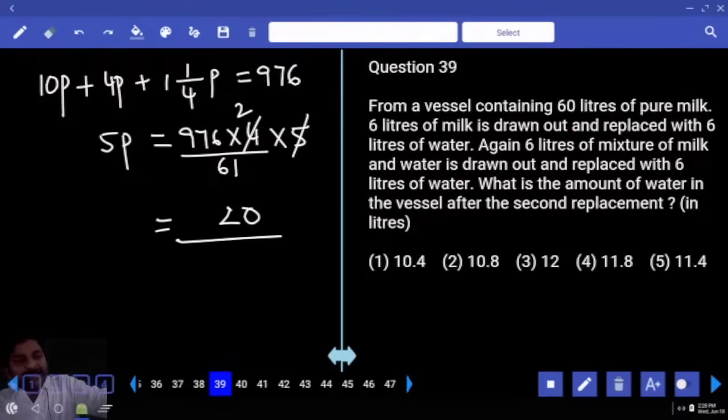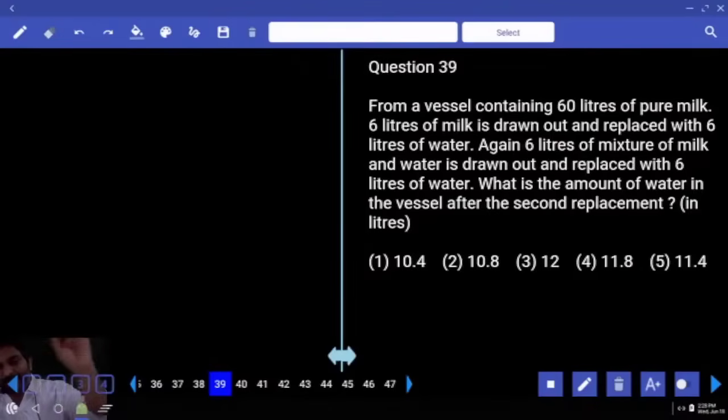From a vessel containing 60 liters of pure milk, 6 liters of milk is drawn out and replaced with 6 liters of water. Again 6 liters of the mixture of milk and water is drawn out and replaced with 6 liters of water. What is the amount of water in the final vessel after the second replacement? Okay. How many liters do we have? How much quantity is taken out? And the same quantity of water we are adding, correct? So after every replacement, is there any change in the total quantity? Because 6 liters going out and 6 liters of water is coming. There is no change in the total. Everywhere it is 60 liters final, correct?